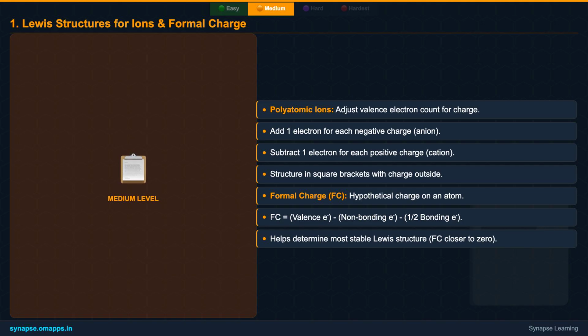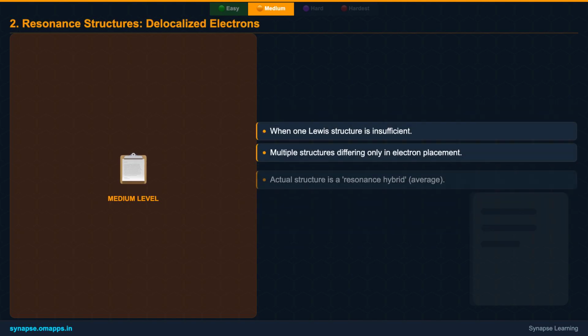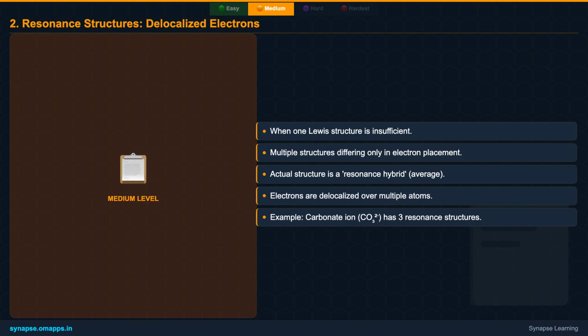Next, we'll introduce the concept of formal charge. This hypothetical charge on an atom helps us evaluate the stability of different possible Lewis structures. A structure with formal charges closer to 0, especially on more electronegative atoms, is usually the most accurate representation of the molecule. Ever wondered how a molecule can have properties that no single Lewis structure can perfectly describe?